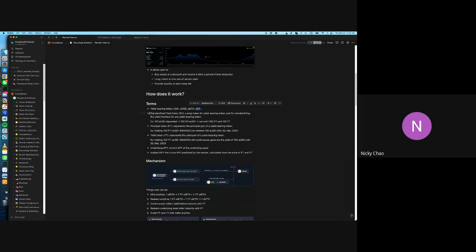And for standardized yield token SY, this is basically a wrap token that is developed by the Pendle team, which is just a wrap for the yield-bearing token. It's for development convenience, so it's actually not very important. You can just think of these two tokens as the same thing.